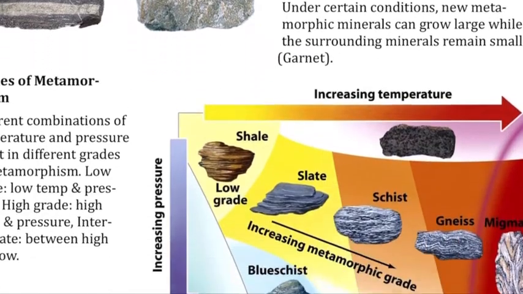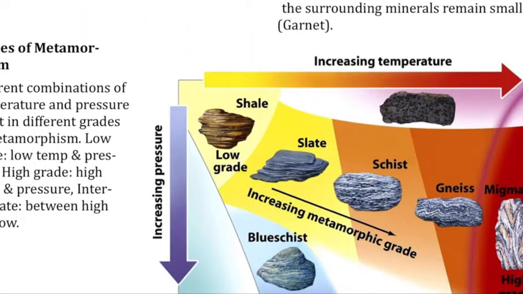Okay, now grades of metamorphism. Remember, there's two things going on at the same time: pressure differences and temperature differences. So a lot of times you're going to end up with kind of a diagonal going on. So shale, as you increase the temperature and pressure, will turn into slate. Remember, shale is just mudstone. It can turn into slate.